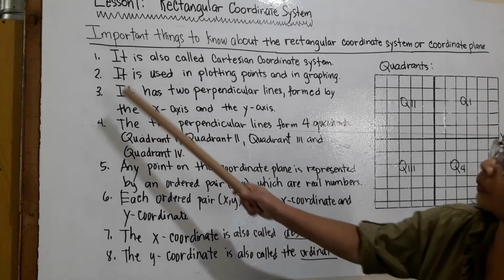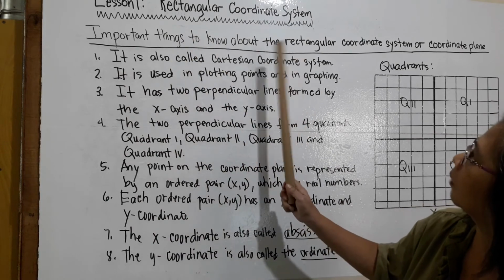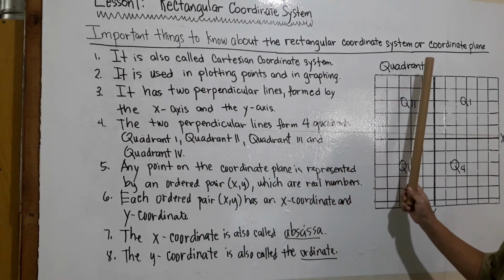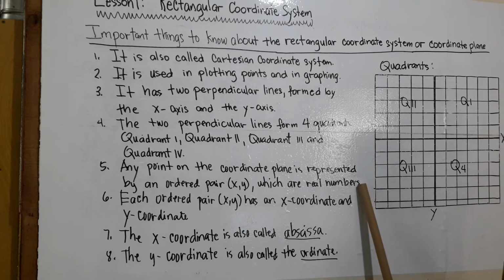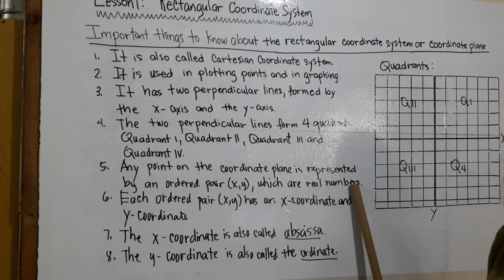I want you to copy these important things to know about the rectangular coordinate system in your notebook, including this graph. Okay? I'll give you 5 minutes.